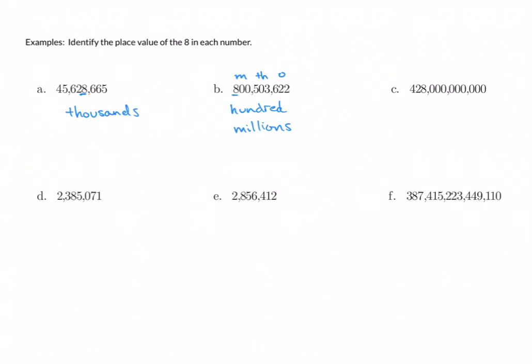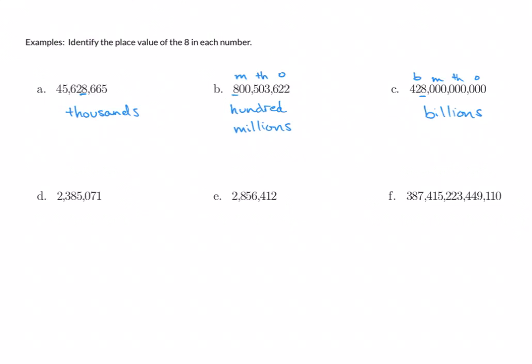All right, let's look at example C. We have the 8. It is in the rightmost column, so I'm not going to put the 1. It's in the ones column, but I'm not going to put it. Instead, I just want the period name. So again, I'm going to go ahead and put my little abbreviations up at the top. We have 1,000, million, billion. So this is in the billions column.